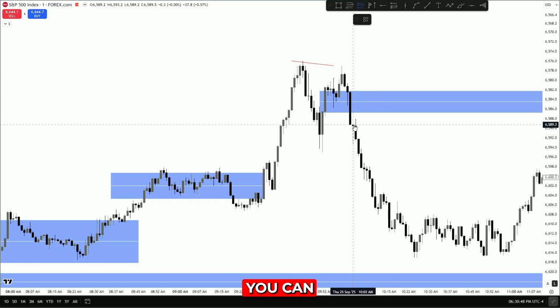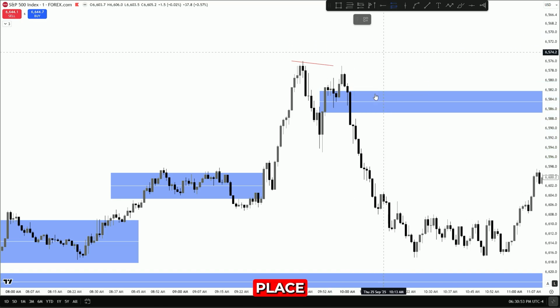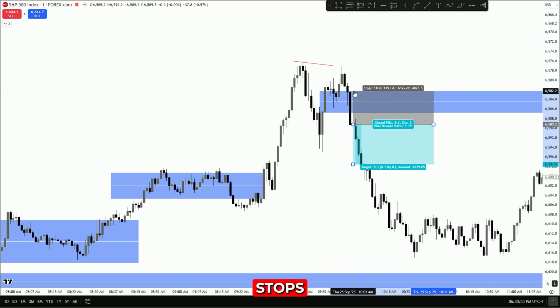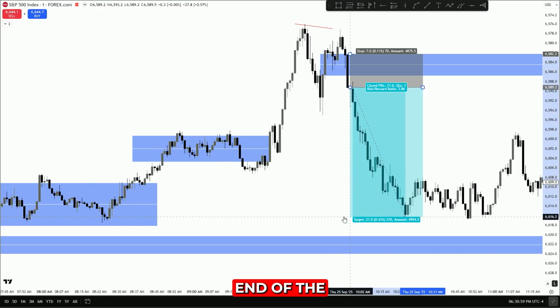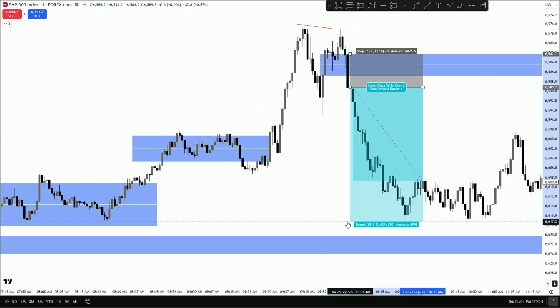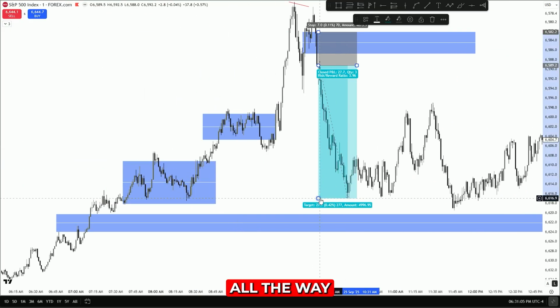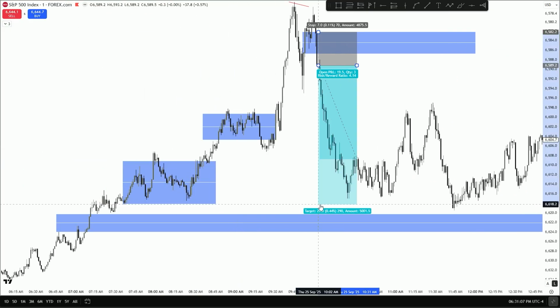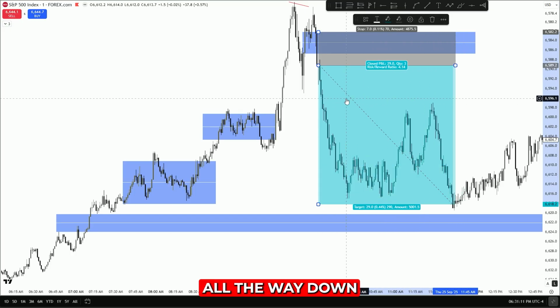So you can just take the trade on this FVG. You can simply place your order over here, stops above this, targeting the low of this liquidity. You just came all the way down toward this liquidity, targeting this low. It took some time, but you came all the way down.